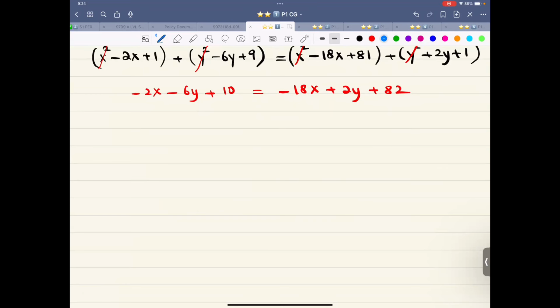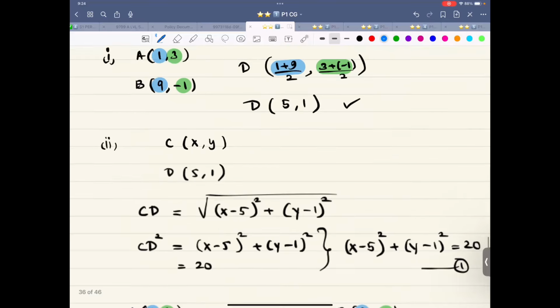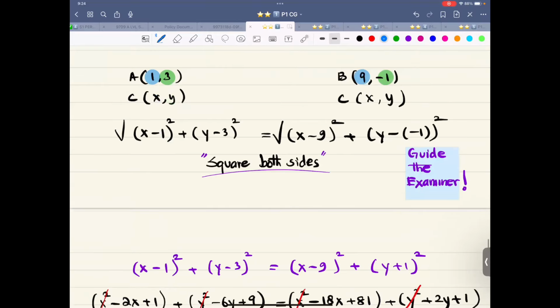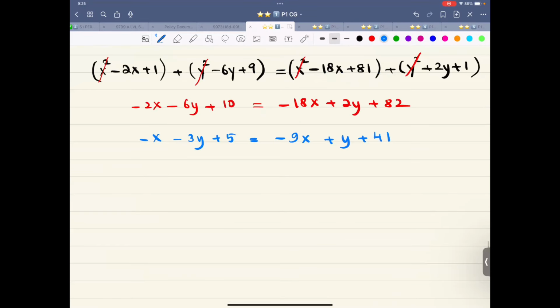Let me divide by 2. So this is negative x, negative 3y. This is plus 5. This is negative 9x. This is y. This is 41. Make the numbers smaller and neater. And we want y alone and the others on the right.